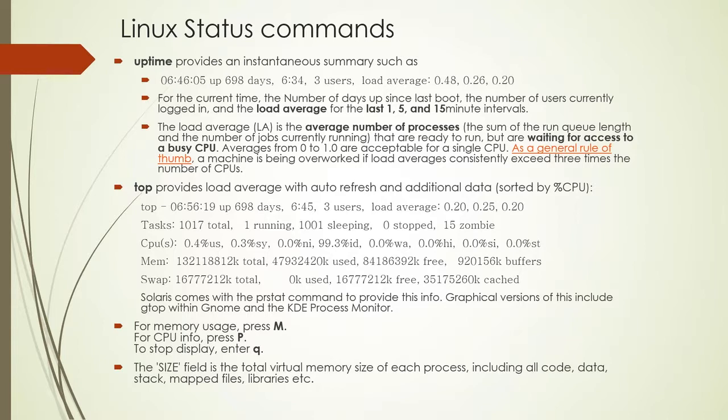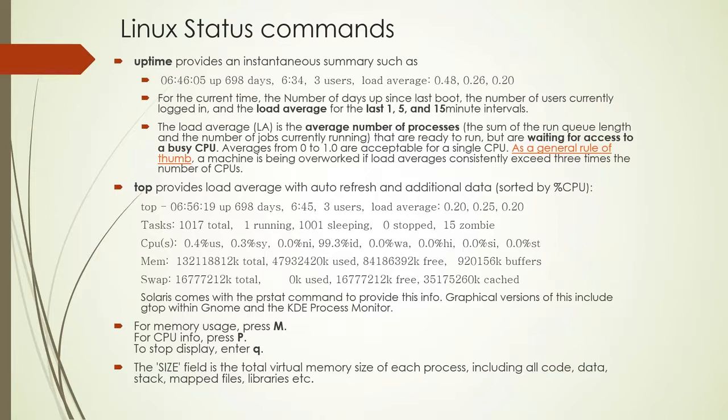So it's not that the case. So load average is the average number of processes, the sum of queue length and the number of jobs that are currently running on the server, right? So this is the average number of processes that are ready to run but are waiting for access to a busy CPU. This is the load average, right?